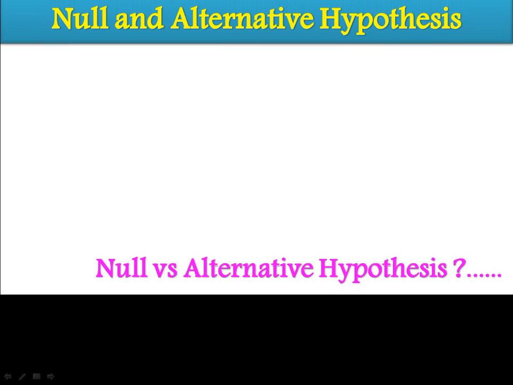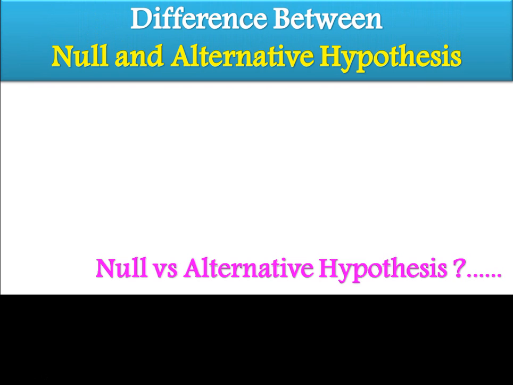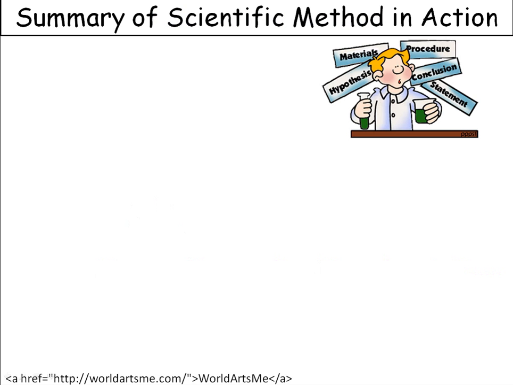Today the topic of our discussion is the difference between null and alternative hypothesis with a simple example. First of all, starting with the summary of scientific method.